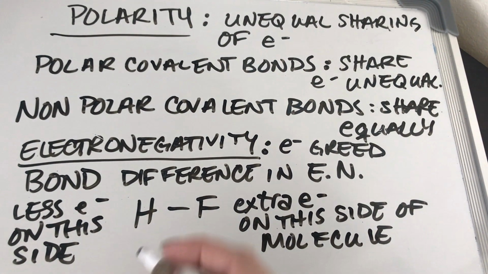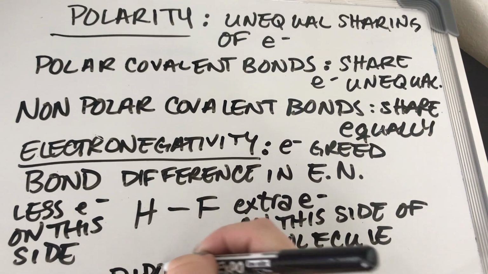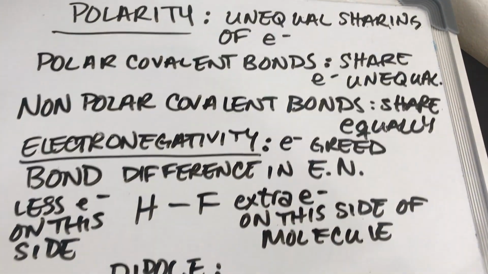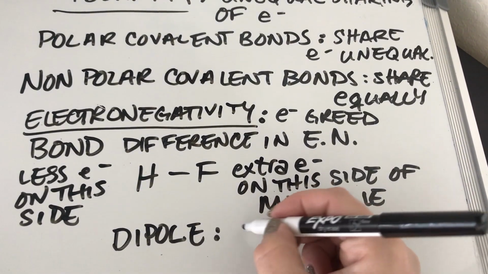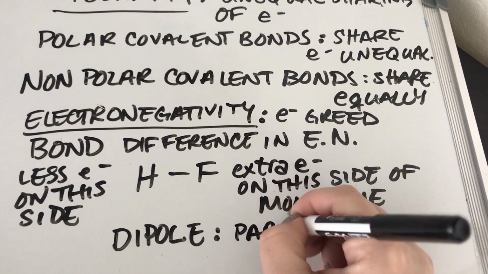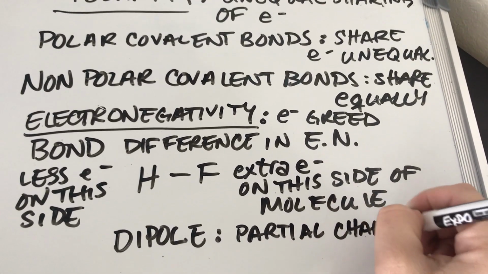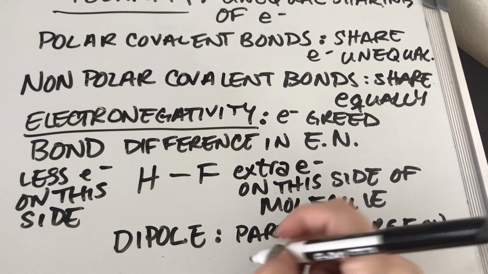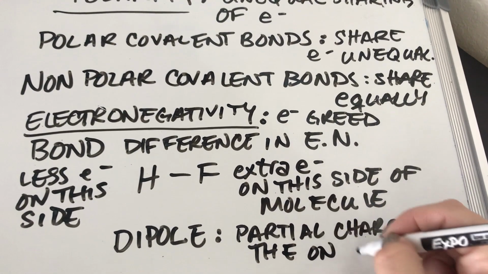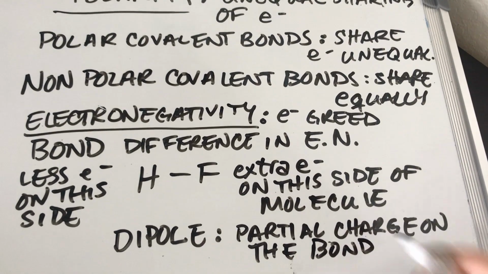So, another way that we talk about this is in terms of what is known as a dipole, which is just a fancy way of saying we have partial charges on the molecule or on the bond. Okay?